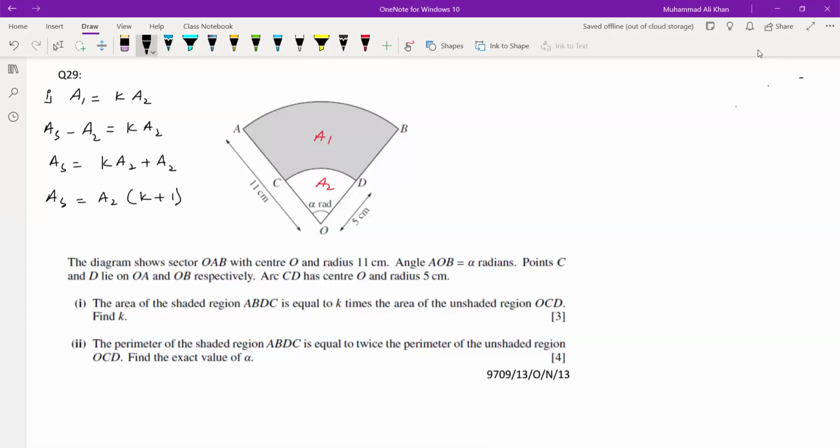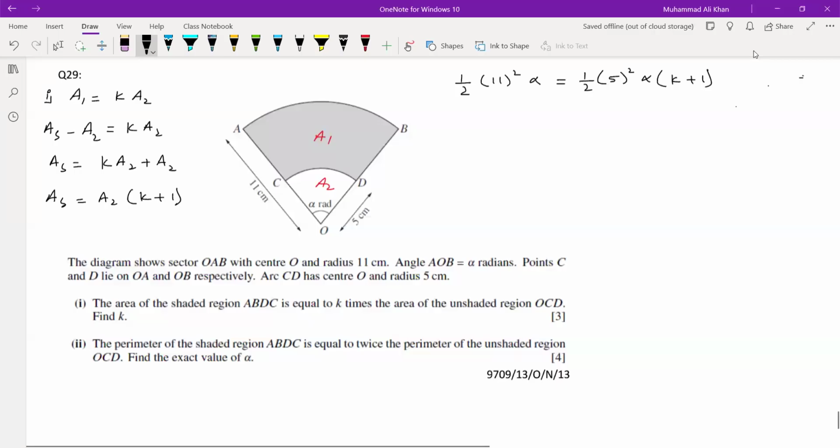Now, what is the area of sector? Area of sector is half r squared theta. The radius is 11 and theta is alpha. What is A2? A2 is half r squared theta. The radius is 5, theta is alpha, times K plus 1.